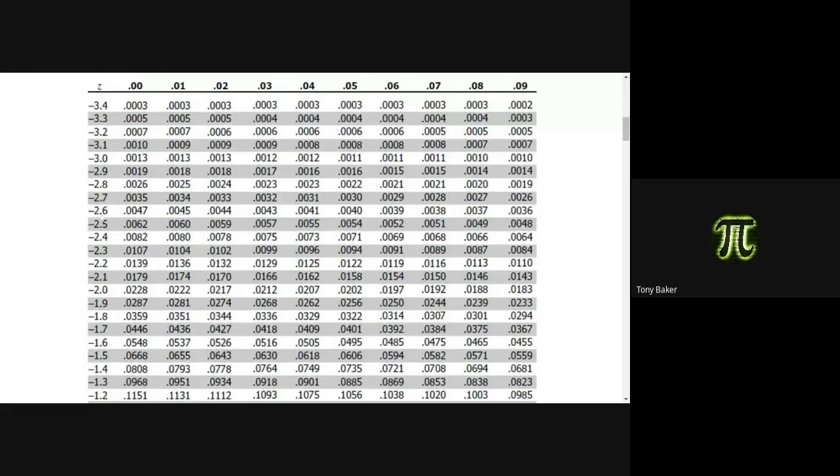So if we look at negative 2.65, I get 0.0040. Right? So my percent is 0.0040, which is 0.4%.